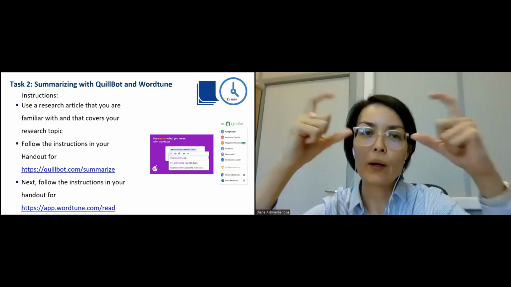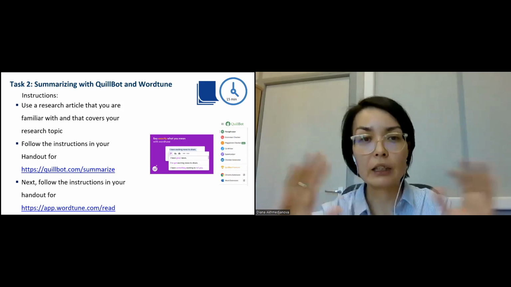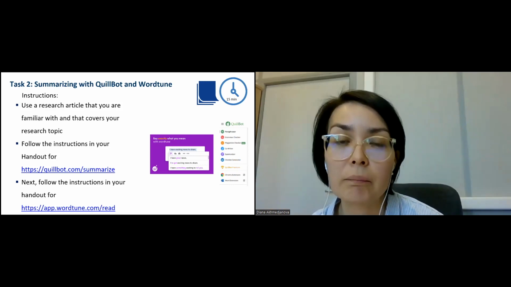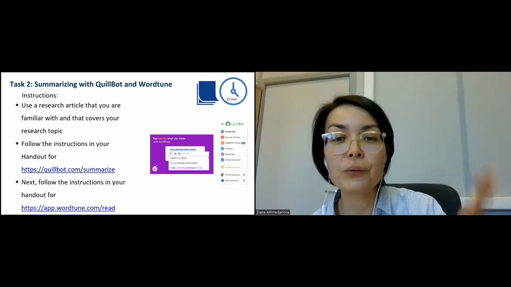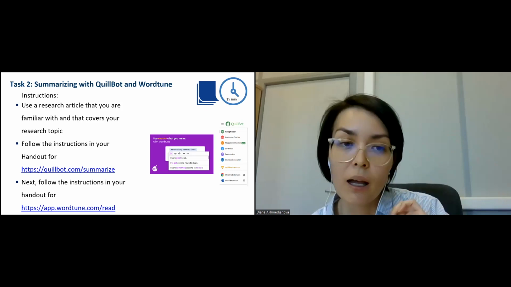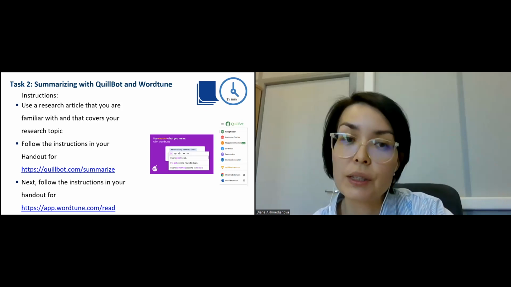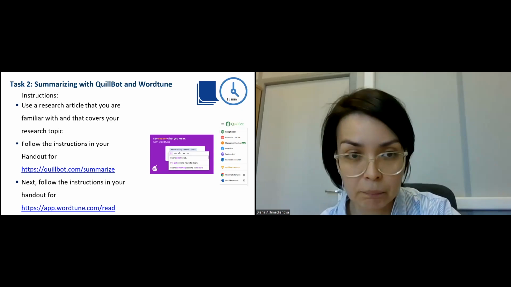But if you go paragraph by paragraph, you can actually do the whole article. With WordTune, you can upload the whole article. But anyway, use a research article that you're familiar with.